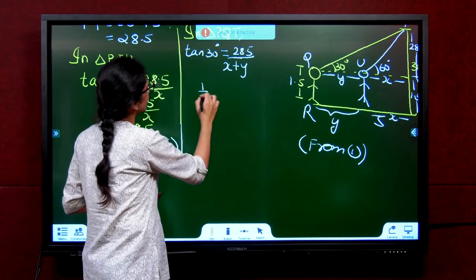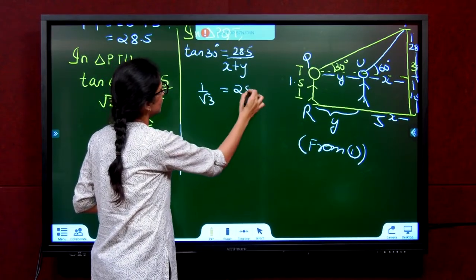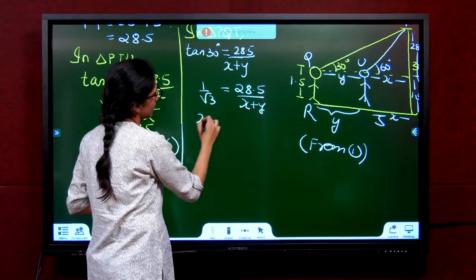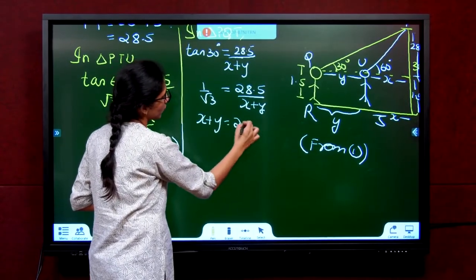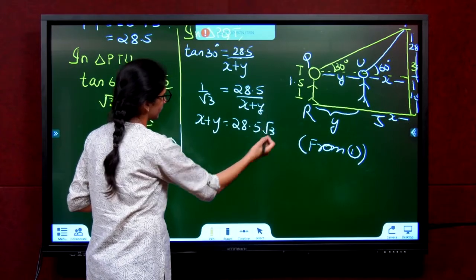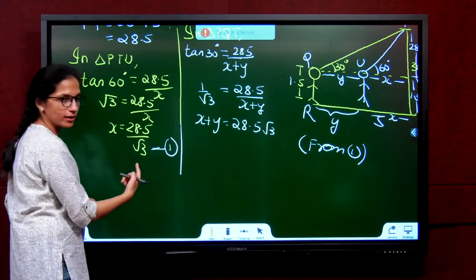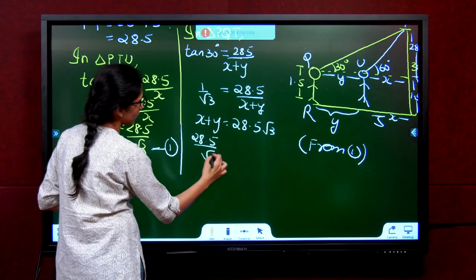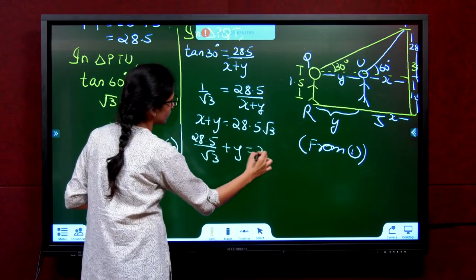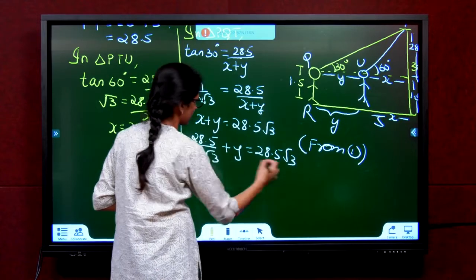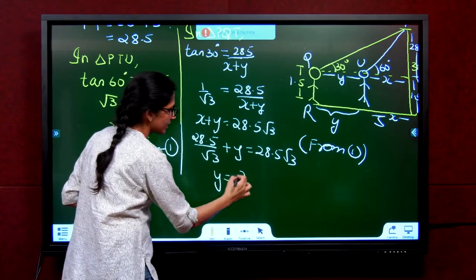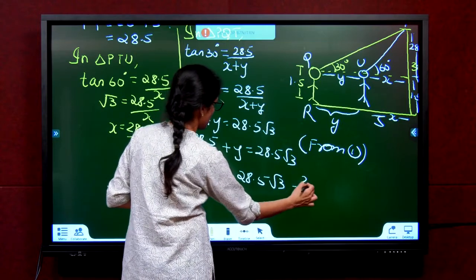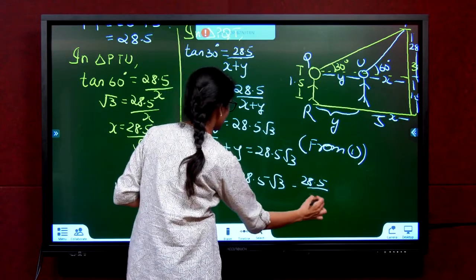Tan 30, 1 by root 3 equals 28.5 by x plus y. X plus y comes here, it's equal to 28.5 root 3. Let's call this equation 1. Substitute the value of x here. 28.5 by root 3 plus y is equal to 28.5 root 3. Send it that side. Y is equal to 28.5 root 3 minus 28.5 by root 3.